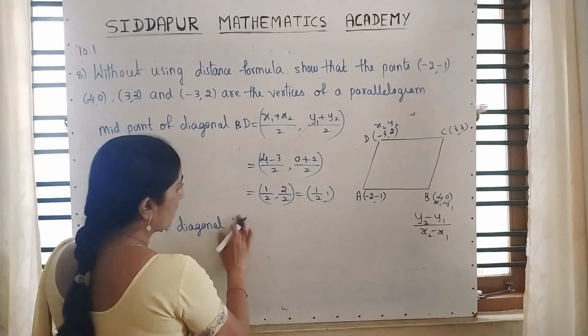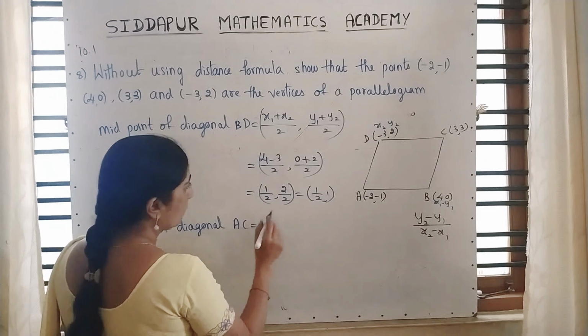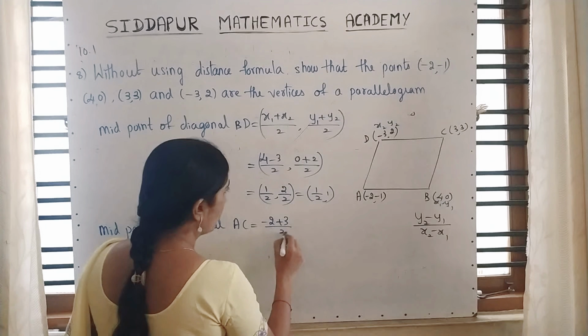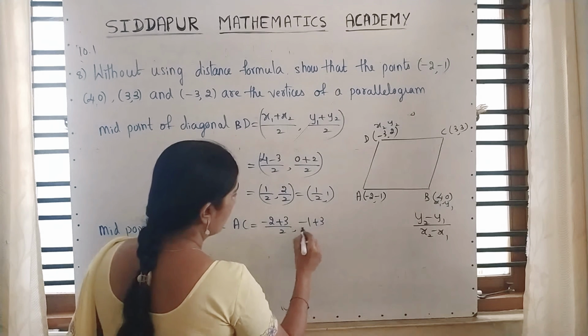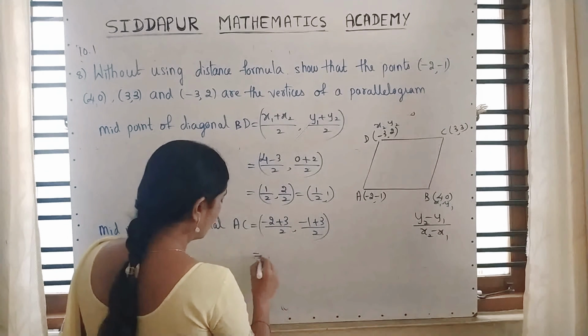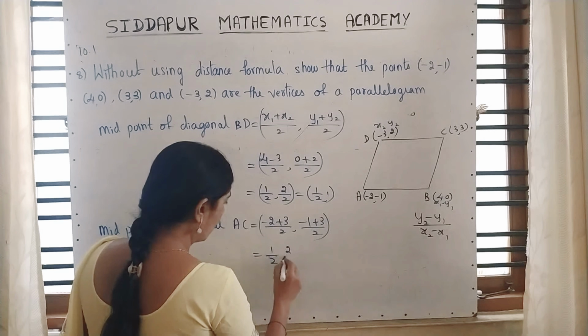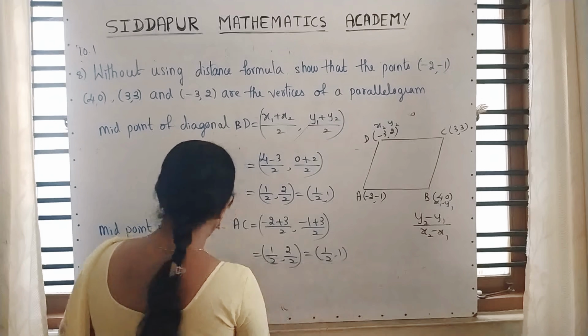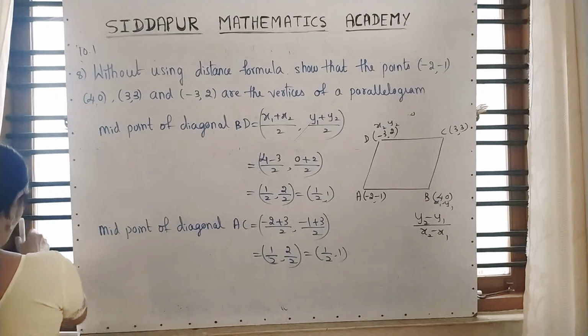Now it is AC. Minus 2 plus 3 upon 2, minus 1 plus 3 upon 2. This is 1 by 2, this is 2 by 2. Again it is nothing but 1 by 2 comma 1. That means the diagonals bisect each other.